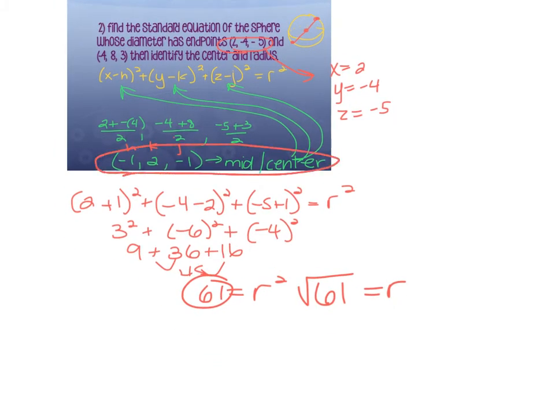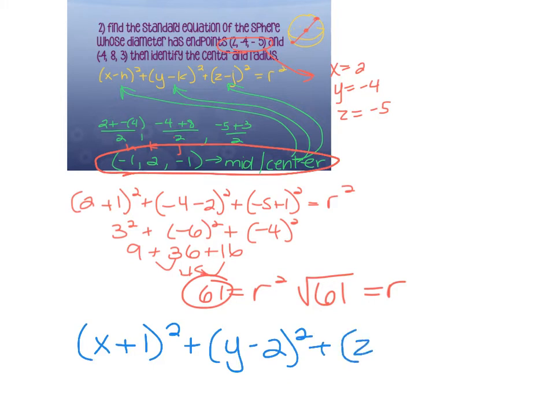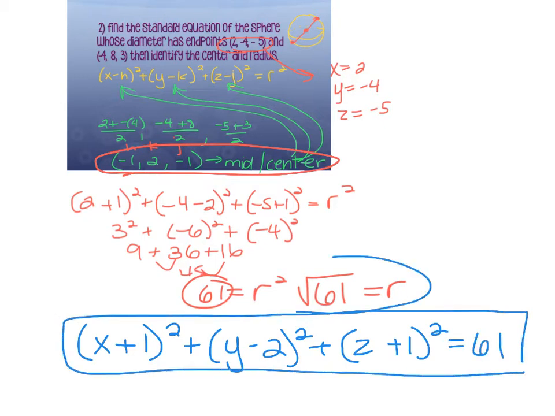And this, negative 1, 2, negative 1, is the center. If it asked, and then it said find the standard equation, I have to do X, change the sign so it's plus 1 squared, plus Y minus 2 squared, plus Z minus a negative 1 becomes plus 1 squared, equals the radius squared, which is just 61. So there's my equation, there's my radius, and there's my center.